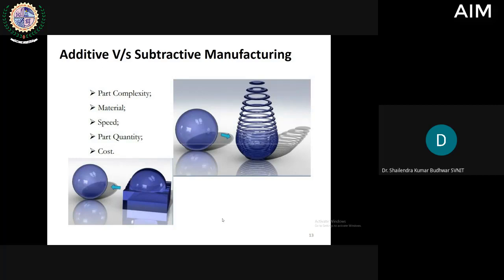in CNC machining, first of all, you need to design the part, you need to prepare the route sheet. You need to decide what processes will be required, you need to arrange the cutting tools, you need to decide the values of machining parameters, then you will start the machine. Then again you will check the quality of that product. So a number of steps are involved.